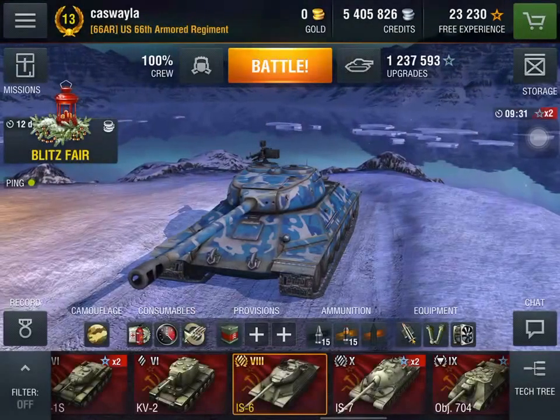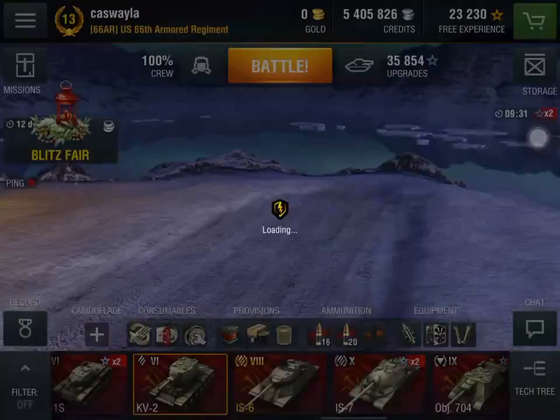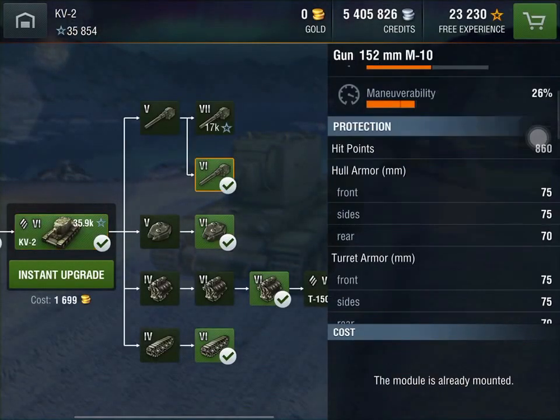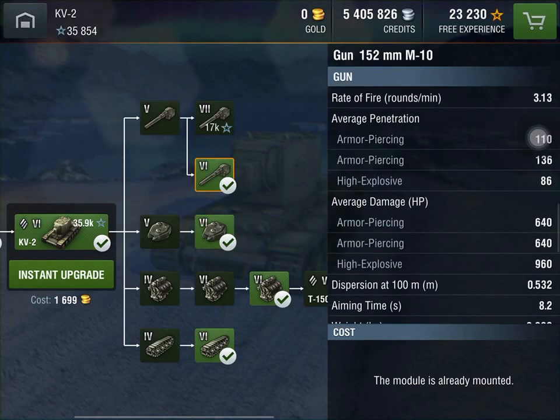We're going to show you two different types today. Today's going to be the KV2. This is the derp on it, and as you can see right here, terrible dispersion. It's like over 1 meter of dispersion at 100 meters. So it's not the best as far as. That's a 3 foot.